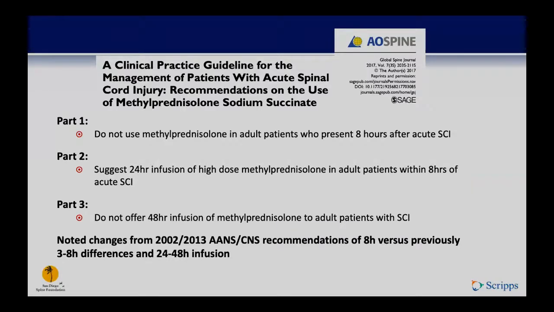So there are some changes here. There used to be a recommendation, for presentation in less than 3 hours, to use that 48-hour infusion, so the recommendations now are not to do that.